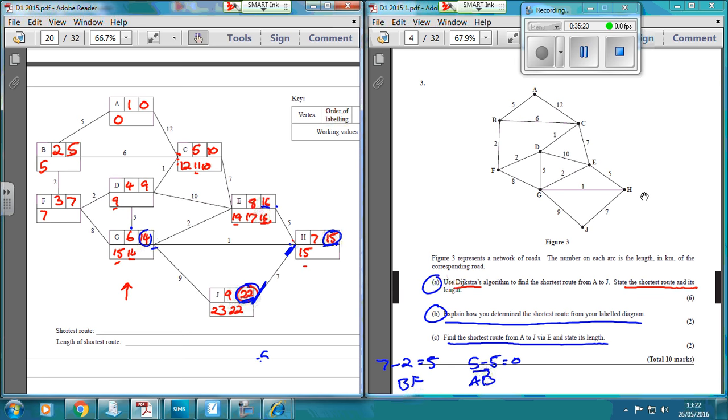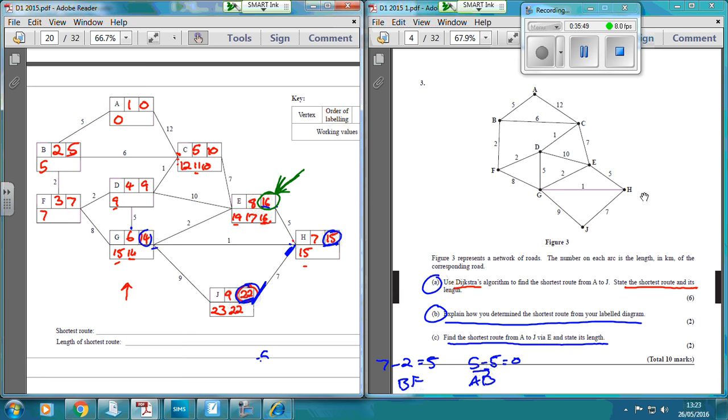Okay, so if we have a look at, so we've got to go to E. Now the good thing about this is that all the permanent values here tell you the quickest way, or the shortest amount of time, to get to this vertex. So the shortest amount of time to get to E is going to be 16. So let's have a look at how we do that.